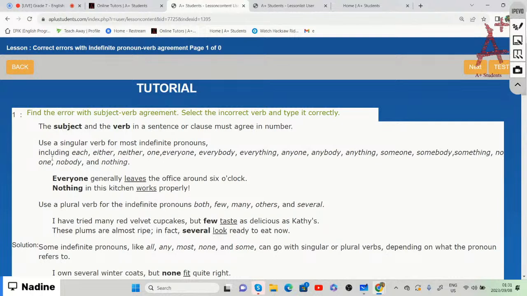So when it comes to indefinite pronouns, some indefinite pronouns, like all, any, most, none, and some, can go with singular or plural verbs. But it depends on what the pronoun refers to.